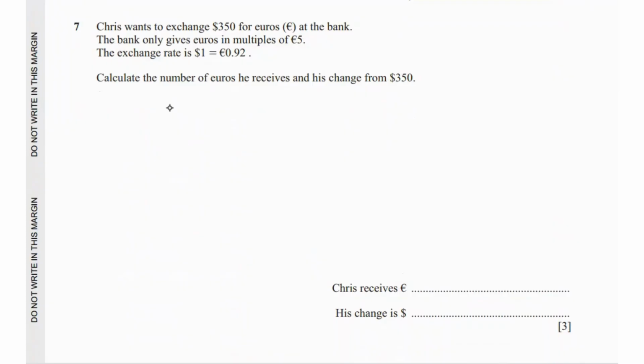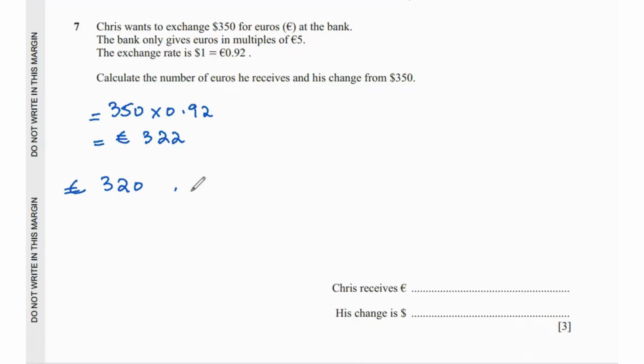So he's exchanging $350. So we first multiply 350 by 0.92, which gives us the value of dollars in euros. So 350 times 0.92, that's 322 euros. They're saying the bank only gives euros in multiples of 5. So that would be 320. So 320 euros is what he'll get as multiples of 5.